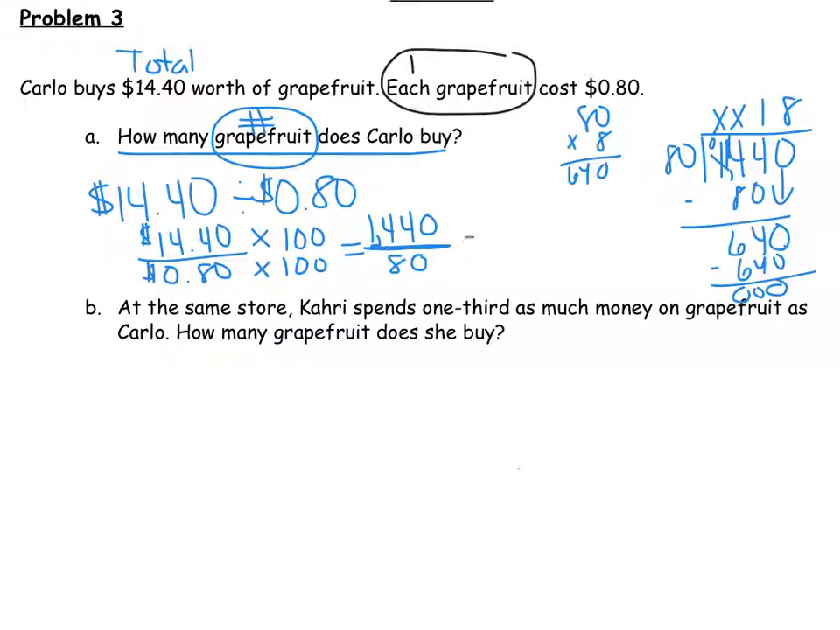So 1,440 divided by 80 is 18. So how many grapefruits? I'm looking back at my question. How many grapefruits does Carlo buy? 18 grapefruits.